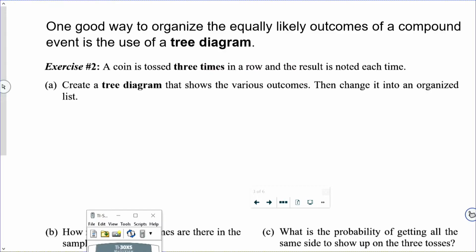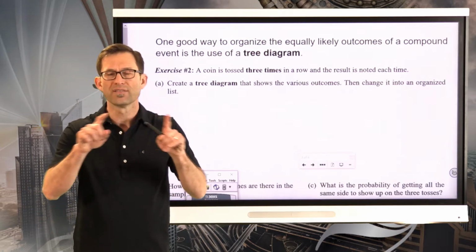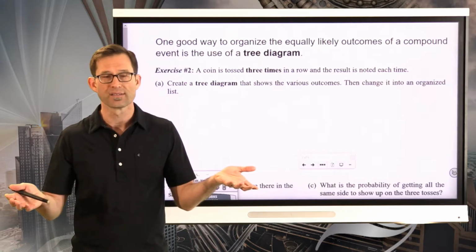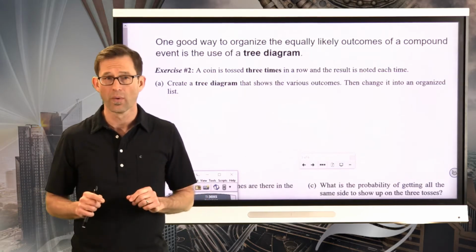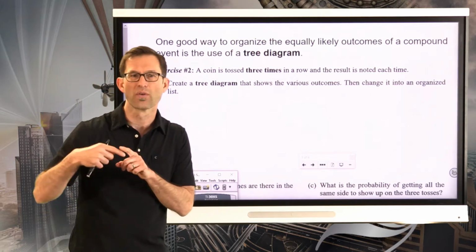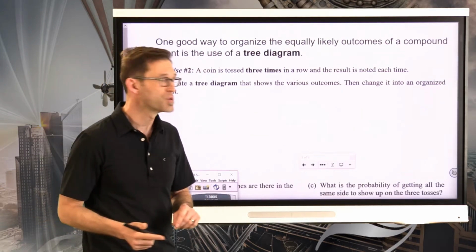Exercise number 2. A coin is tossed 3 times in a row, and the result is noted each time. Create a tree diagram that shows the various outcomes, then change it into an organized list. It would be very difficult to do this with a table like we did in the last lesson, because there are 3 things going on here. In a table, you typically can have an X and a Y, but there is no 3rd dimension, or at least it would be hard to visualize. So what we're going to do is this.